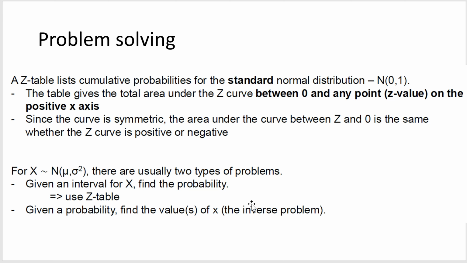Now, let's try to solve a problem. A z-table lists cumulative probabilities for a standard normal. If you have z1, then at that point, what is the area of the curve behind it, or from that point towards the left? That is what the z-table tells you.